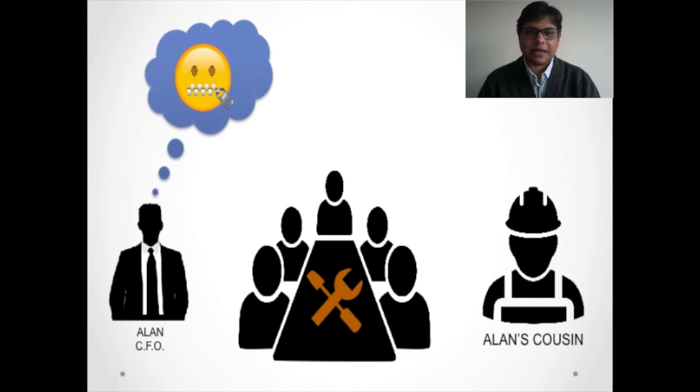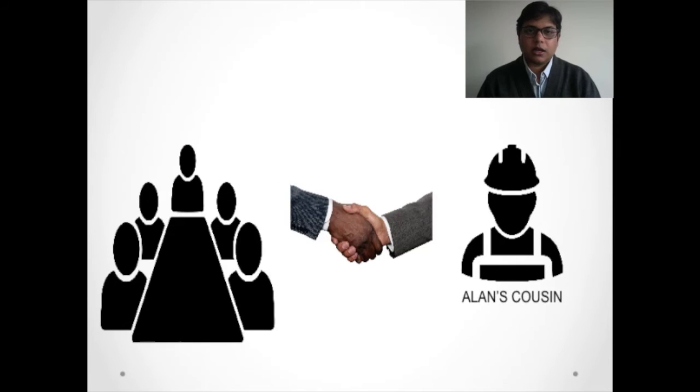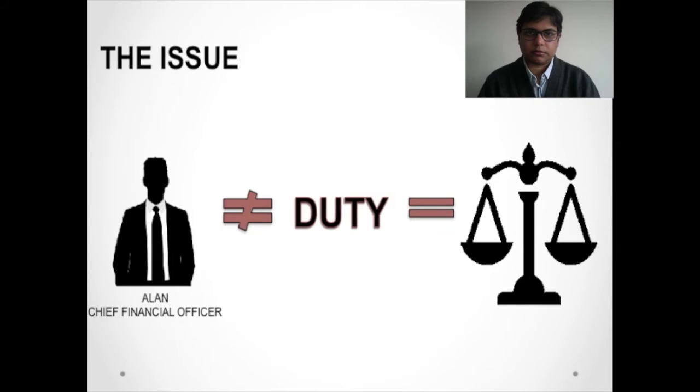Alan and his cousin attend the meeting for the contract, but Alan does not disclose his relationship with his cousin during or before the meeting. Apparently, after the meeting, Alan's cousin wins the contract for renovation at Saturday Night Live Limited. The major issues to be examined in this case are: first, has Alan breached the duties of a company officer? And second, can there be criminal charges against Alan?